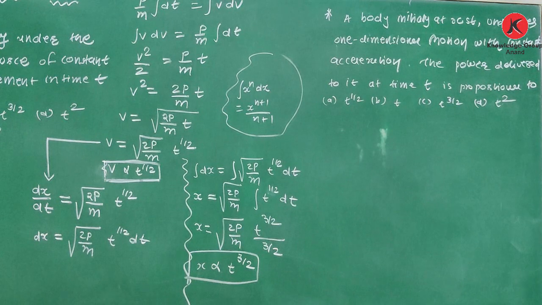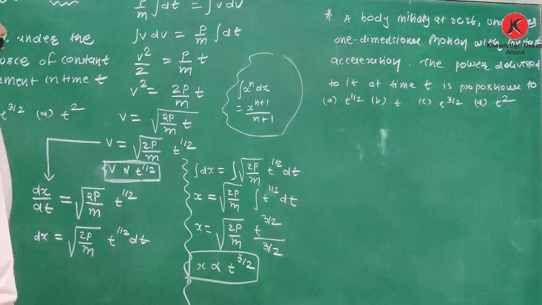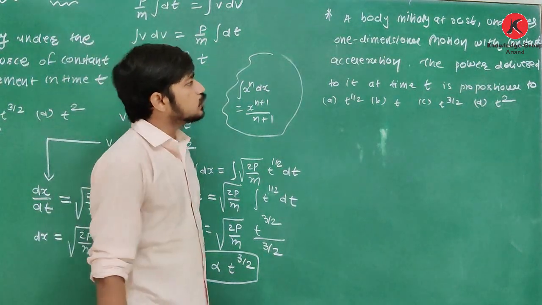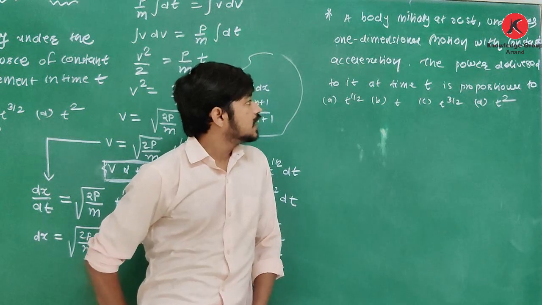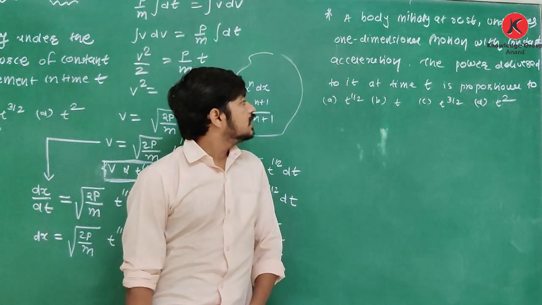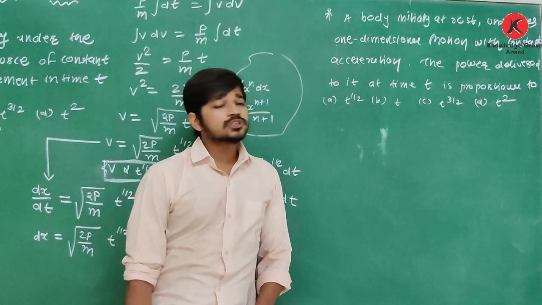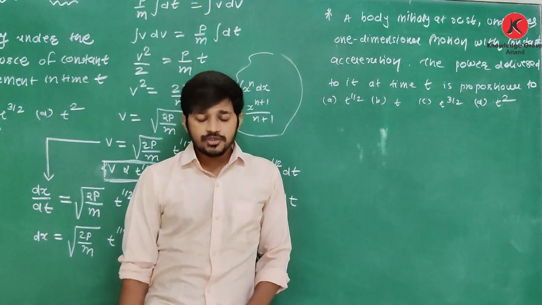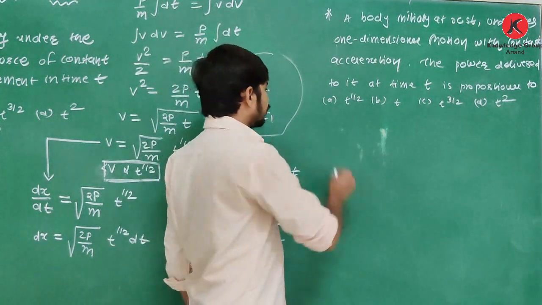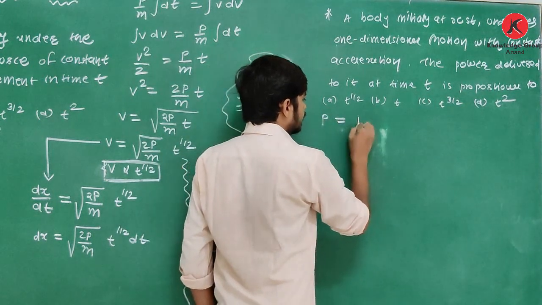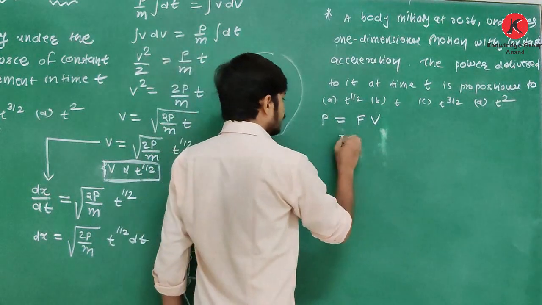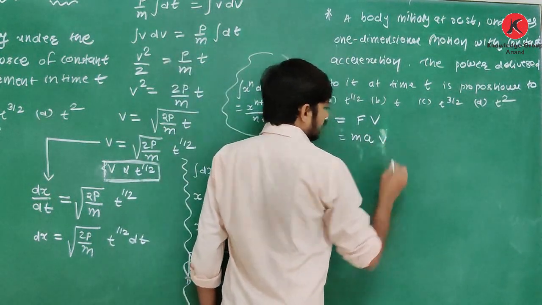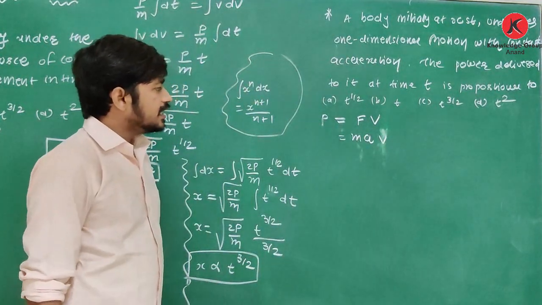Now next question. See what is the next question. A body initially at rest undergoes one-dimensional motion with constant acceleration. The power delivered to it in time t is proportional to, yes, you have to find power. So again we will use the equation of power, that is P is equal to F v. What is F? It is Ma, and here it is v.